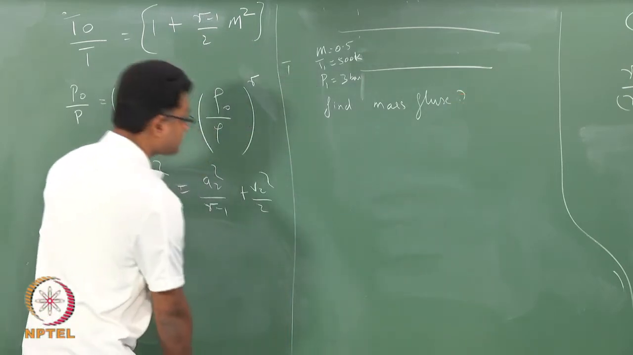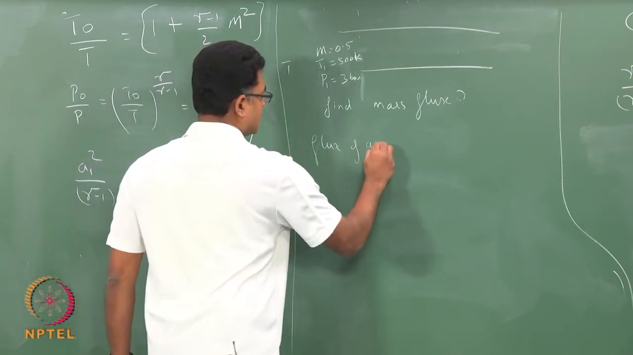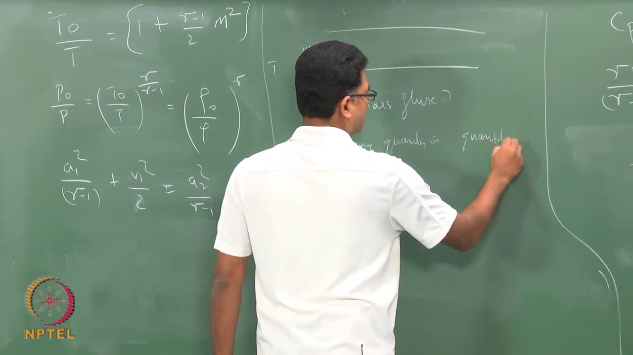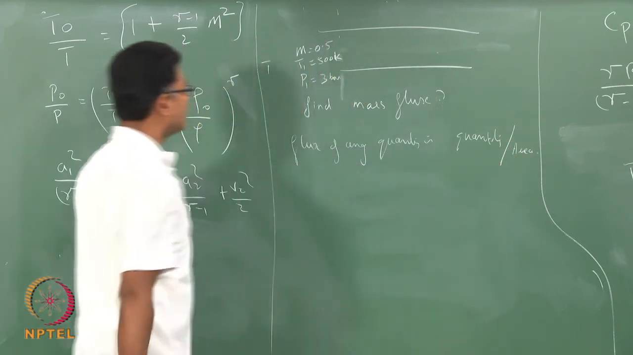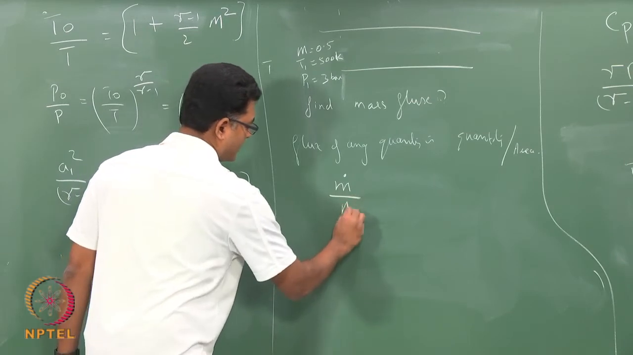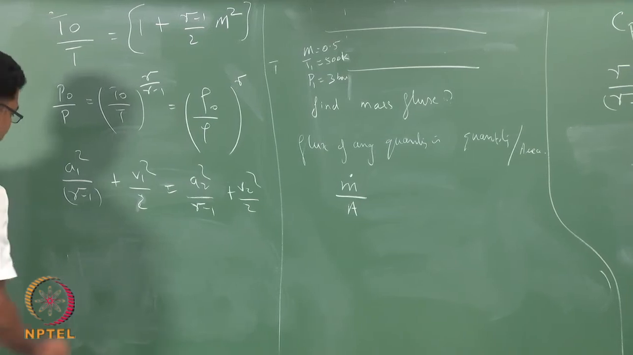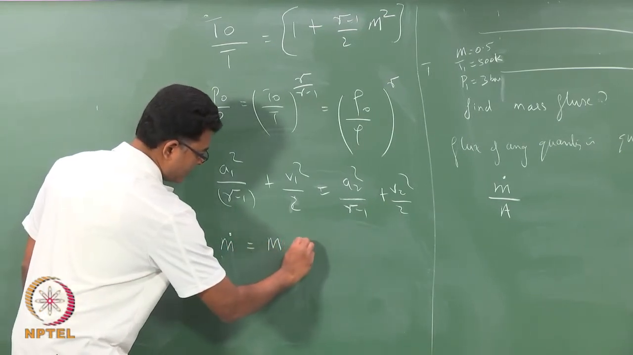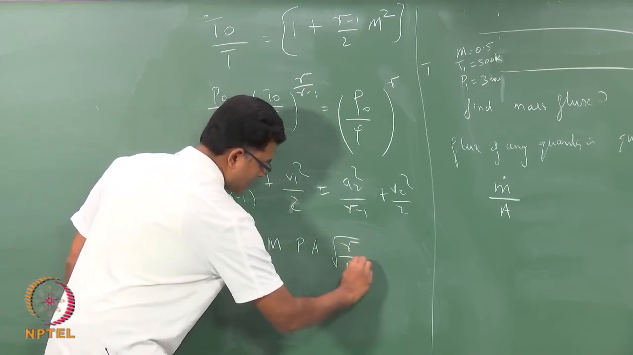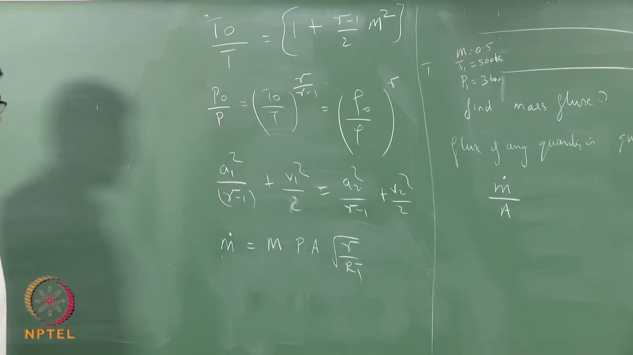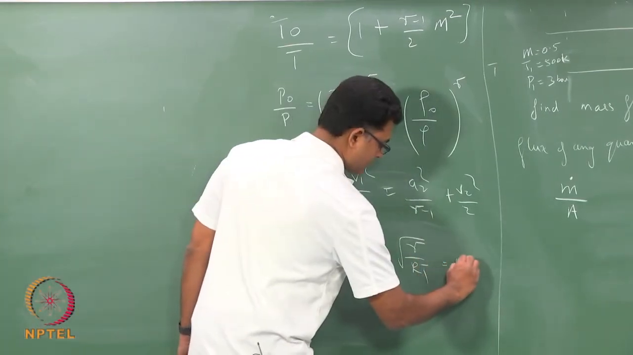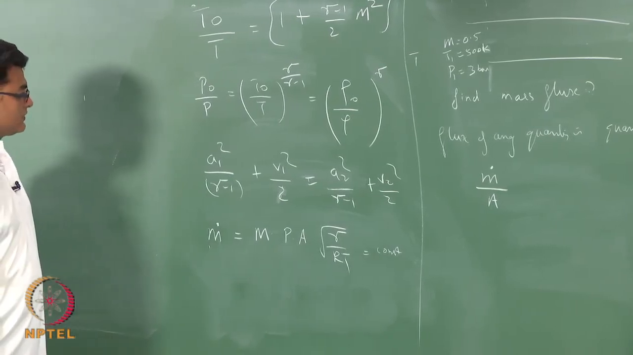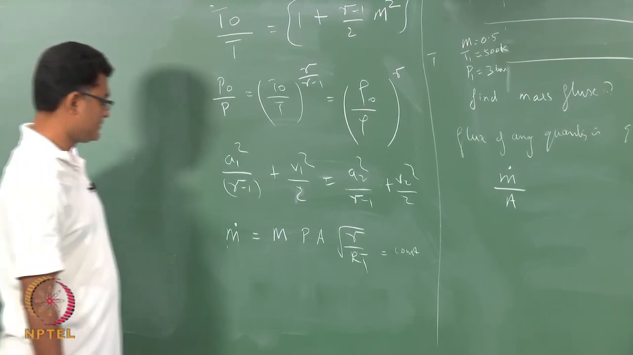So, what is mass flux? Flux of any quantity is that quantity by area. So, mass flux is my mass flow rate by area. So, the equation we derived in the early part of the lecture, m dot equals constant, is M into P into A by root of gamma by R T, which is constant. So, we use this equation to find your flux. So, it is a mere substitution.